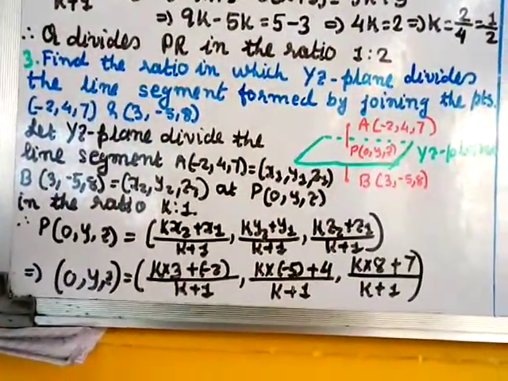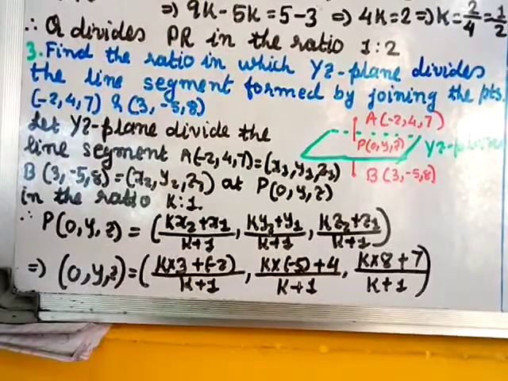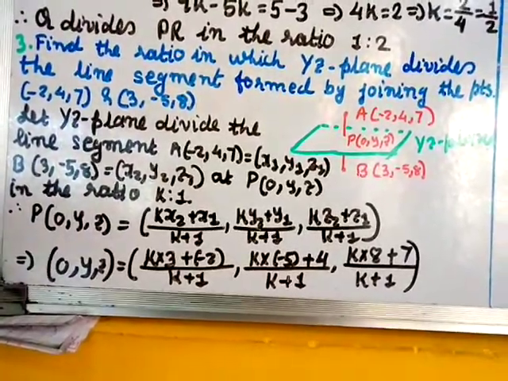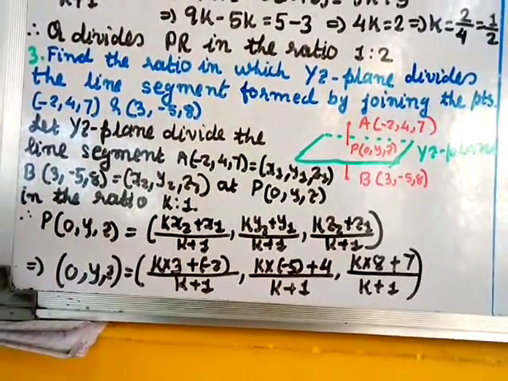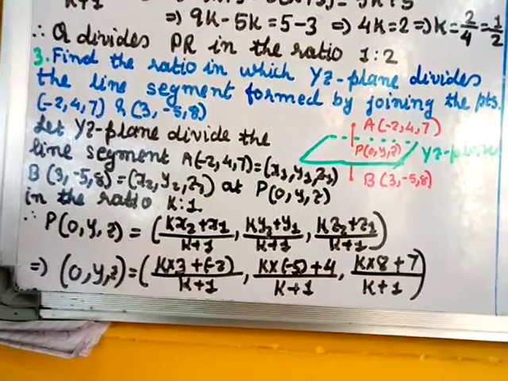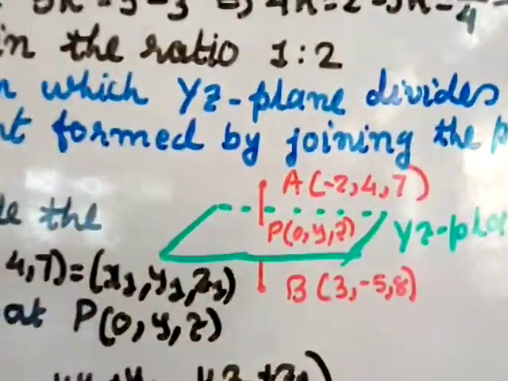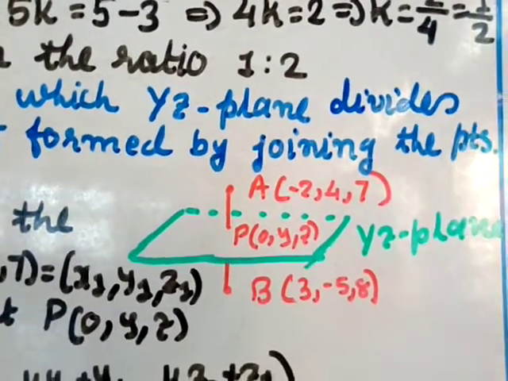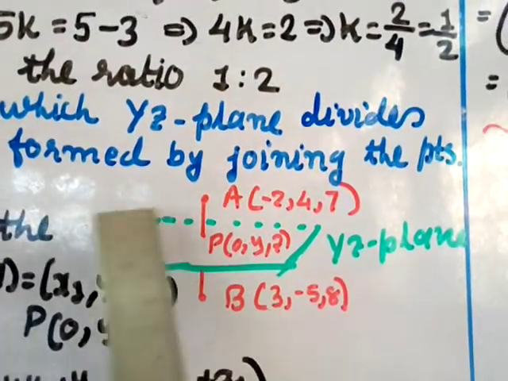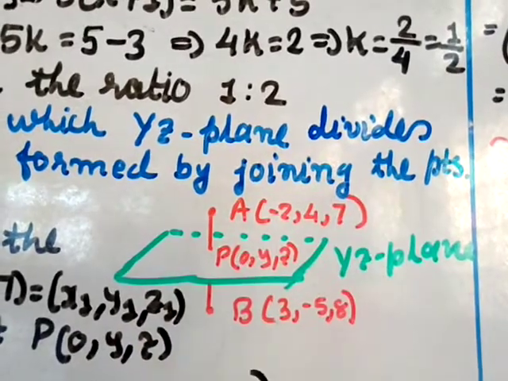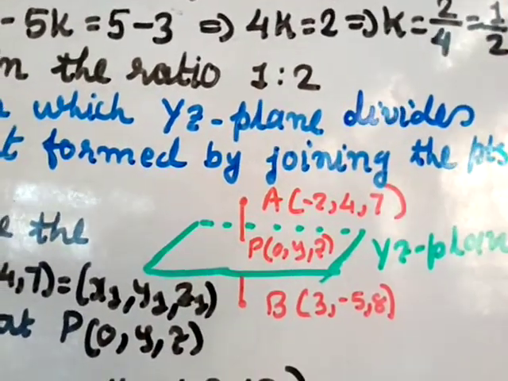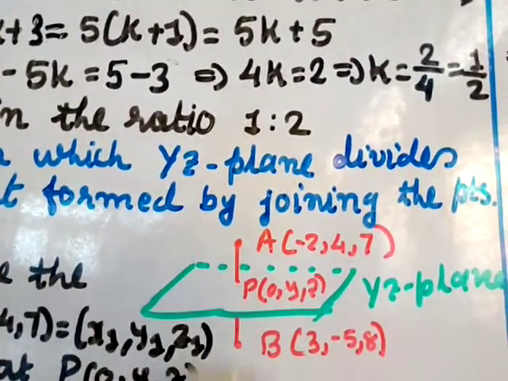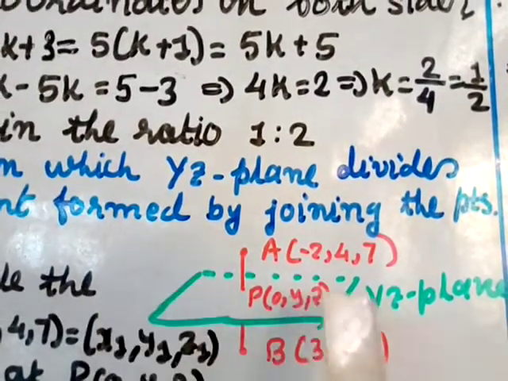Question number 3. Find the ratio in which the YZ plane divides the line segment formed by joining the points (-2, 4, 7) and (3, -5, 8). Call the first point as A (-2, 4, 7) and the second point as B (3, -5, 8). And this is a YZ plane which is dividing the line joining A and B. Now the point of intersection of the line and the plane is this point.